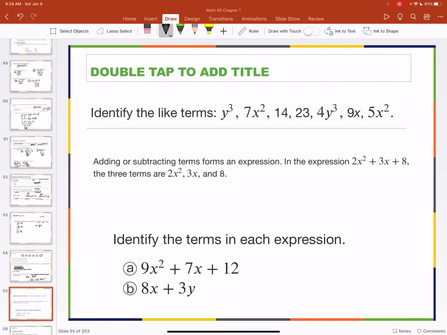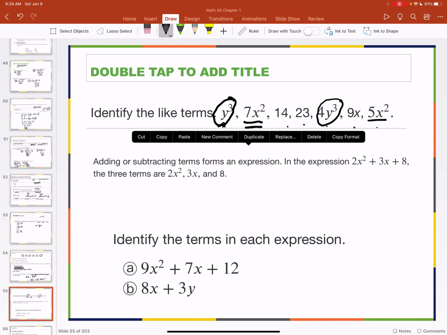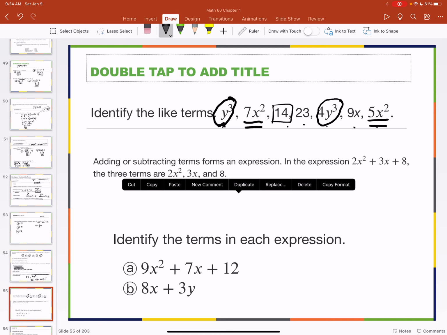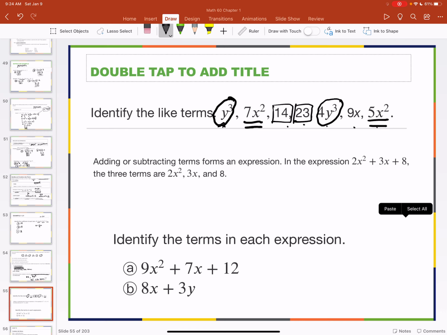So let's see here, we have y cubed, 7x squared, 14, 23, 4y cubed, 9x, and 5x squared. So what are the like terms? Well, we have y cubed and 4y cubed. We have 7x squared, and 5x squared is like it. Then we have 14 and 23, those are alike. And then 9x, you don't have any other x terms, it doesn't have any friends. So we just leave it alone.